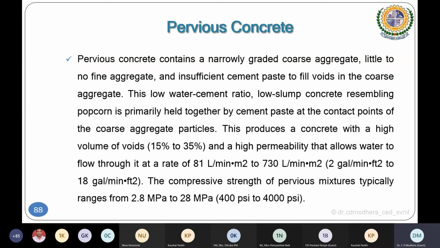This produces a concrete with a high volume of voids and high permeability that allows water to flow through it at a rate of 81 liters per minute. So I think the permeability is given. The compressive strength of pervious mixtures is typically very low, 2.8 to 28 MPa, not more than that.